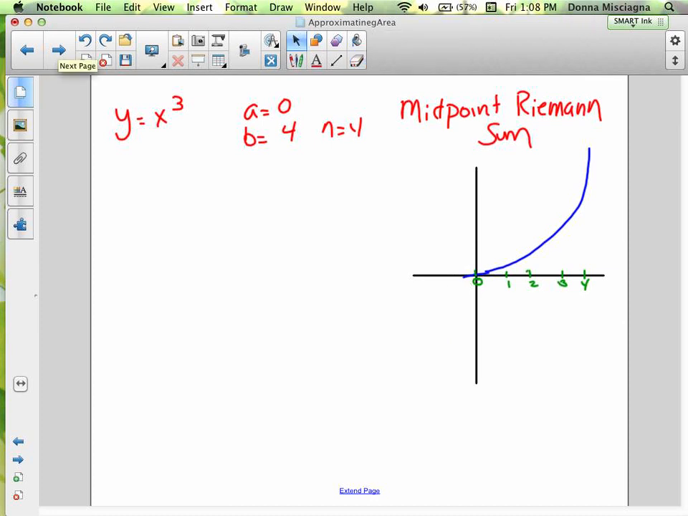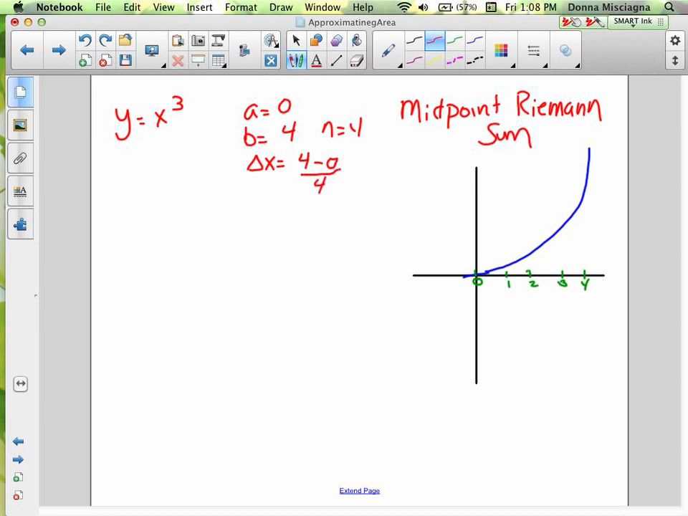All right, so now we need to figure out our change in x so that we can draw the bars, right? So the change in x is just the ending value 4 minus the starting value 0 divided by the number of subintervals, so that's 1. Right? So each of my subintervals is going to be 1 unit long, but we're not starting at 0. That would be a left Riemann sum. We're not starting at 1. That would be a right Riemann sum. We're starting at the value that is halfway in between 0 and 1, which is 1/2.